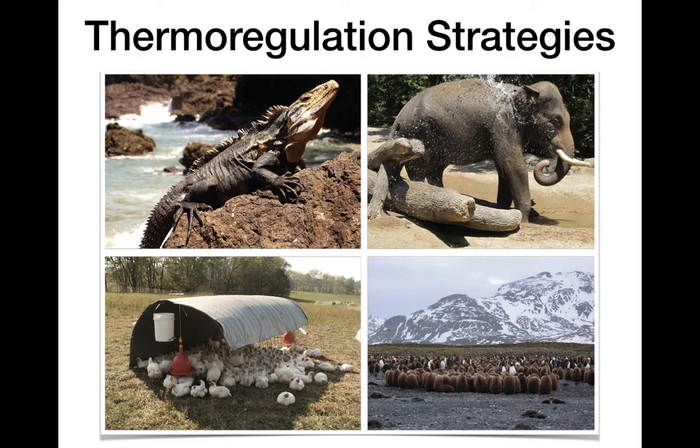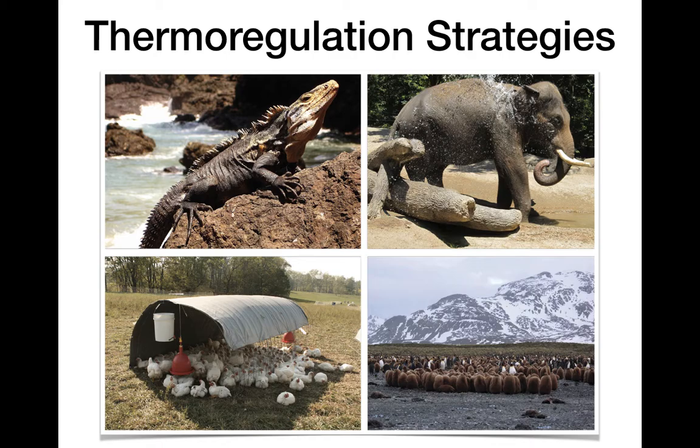Okay, so here are 4 different species that thermoregulate, and I want you to take a minute and think about whether these are endotherms or ectotherms, and how they are regulating their temperature. So we have an iguana here, an elephant, a bunch of chickens, and some penguins. So what is each of them doing? Are they endotherms or ectotherms?